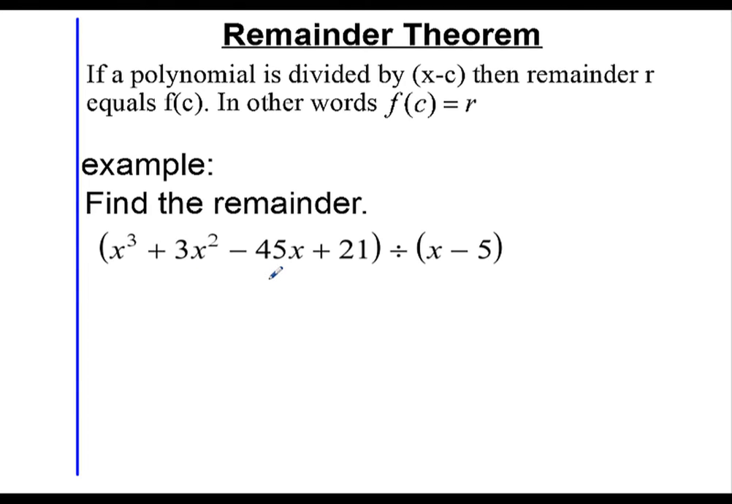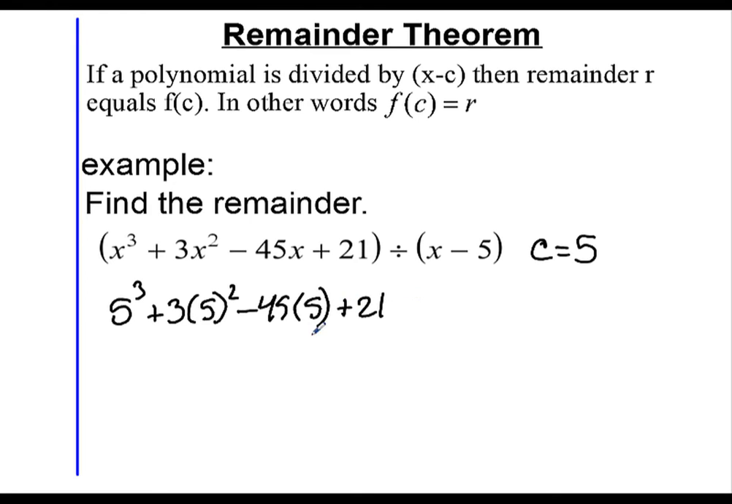So let's do that for this problem right here. x cubed plus 3x squared minus 45x plus 21 divided by x minus 5. In this problem, our c is a positive 5. So let's plug that into the polynomial and figure out what the remainder could be. We have 5 cubed plus 3 times 5 squared minus 45 times 5 plus 21. So let's start to simplify this. 5 cubed is 125, plus 5 squared is 25, and 25 times 3 is 75, minus 45 times 5 is 225, and then we're going to add 21 to this.